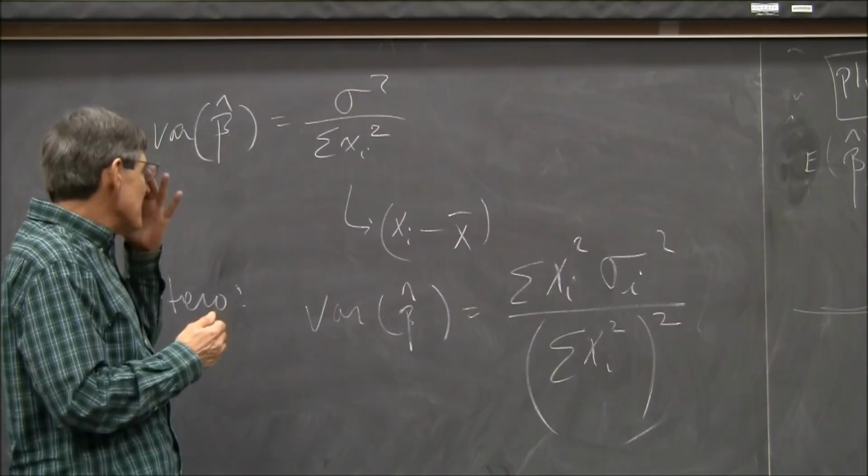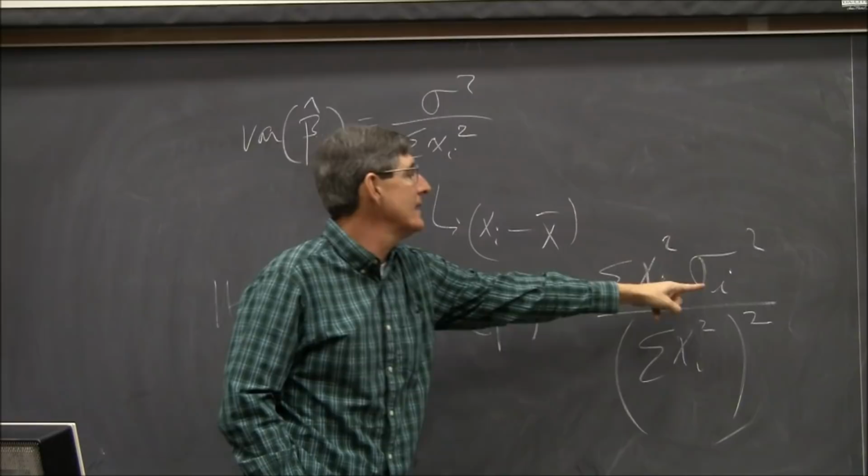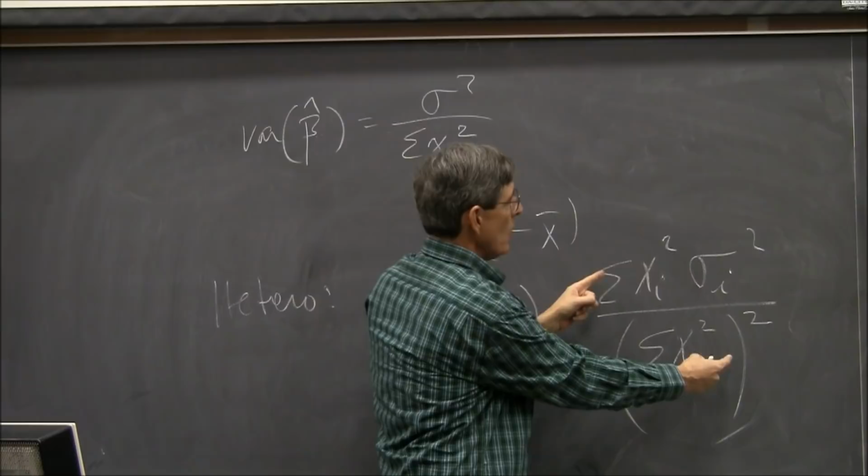The reason is pretty simple. I mean, look at this assumption. You assume the variance is the same everywhere, but it's not. So you can't get the right answer. This estimator recognizes that it's different. And what we're going to talk about later is it weights them appropriately.